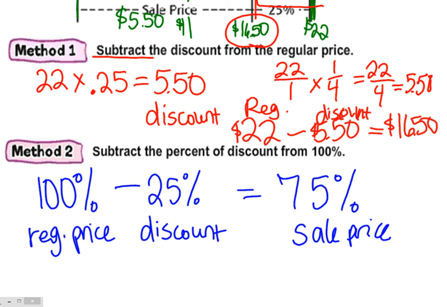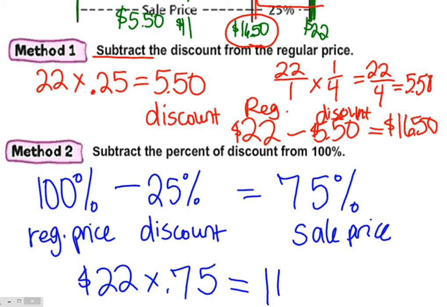So to solve, you take the original price, and we're going to multiply it by the discount, which is 0.75 as a decimal. And now this is going to equal our new part, or the part that is on sale. 22 times 0.75 is 16.50. So the sale price is $16.50.